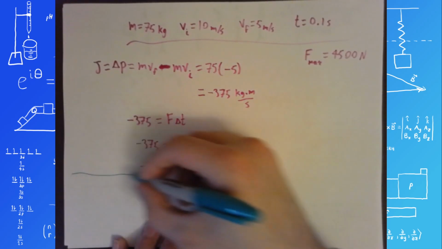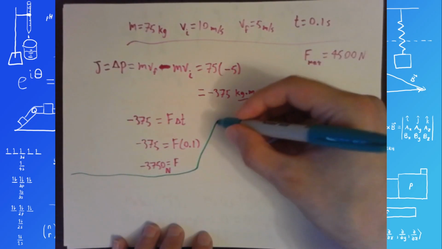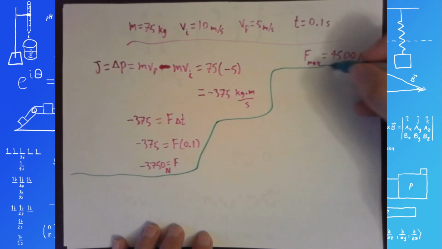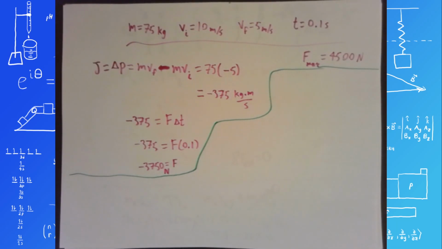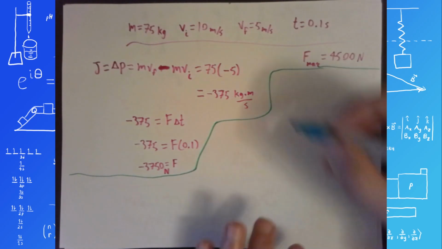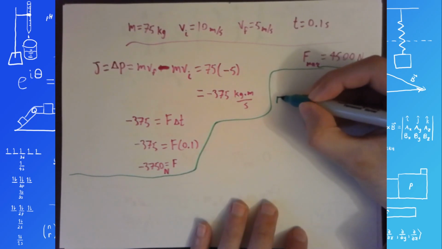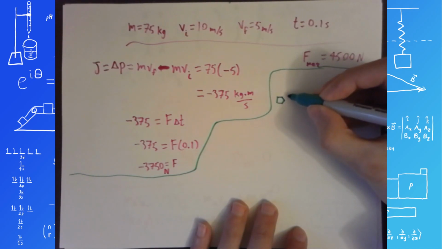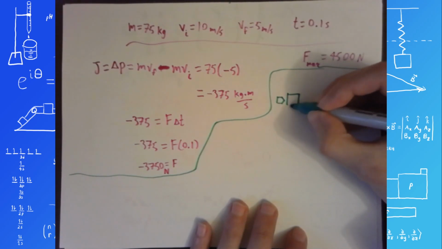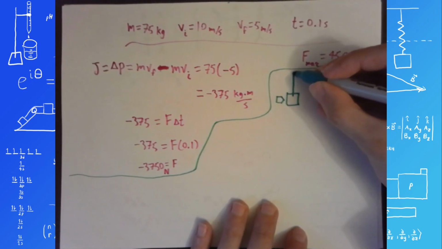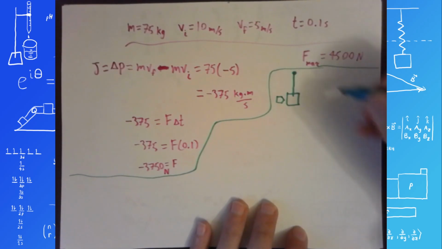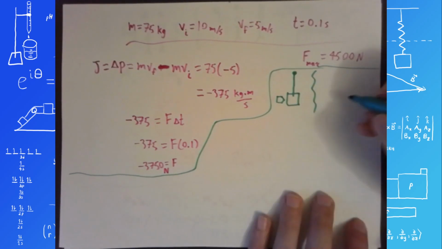Let's see if I can fit that stuff on this page. Don't want to waste paper after all. 7-gram bullet fired into a 1.5 kilogram ballistic pendulum. So, bullet fired into a block. Sometime later, the block rises.